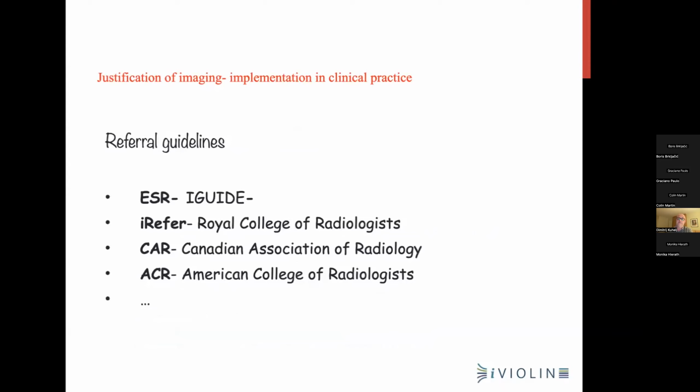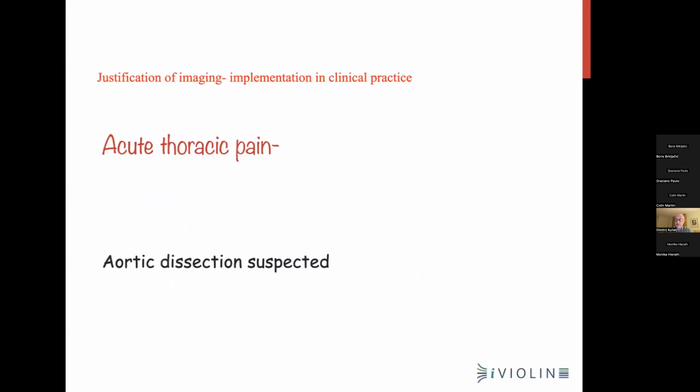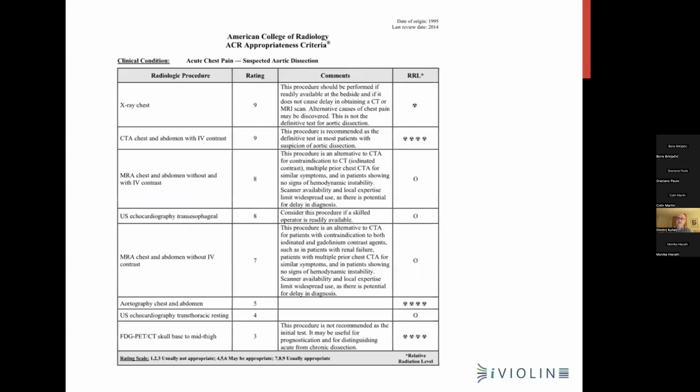There are many societies that have different guidelines: British, European, American, Canadian. And I will show you a few examinations, a few referral guidelines that are not really good or up to date. In acute thoracic pain and in patients with suspected aortic dissection, these are older American guidelines. With the rating 9, so the highest rating, they suggest chest X-ray.